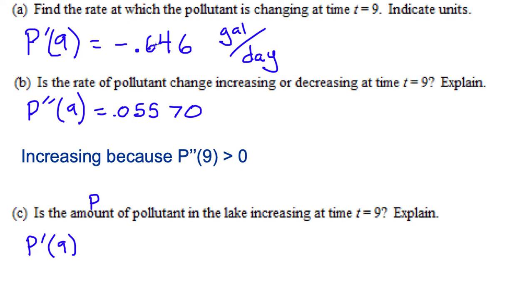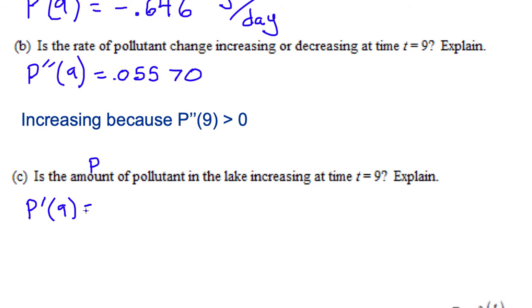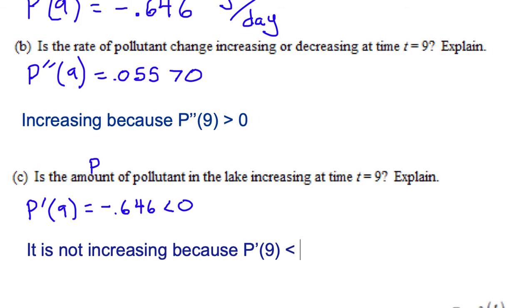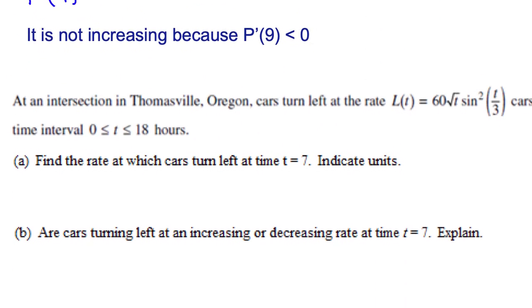P prime of 9 is negative 0.646. And is that increasing or decreasing? Well, that's less than 0. So typing in our answer down here, we say it is not increasing. It's asking if it's increasing. You can say it's decreasing, or you can say it is not increasing. And why? Because P prime of 9 is less than 0. It's a negative answer. All right, next question.